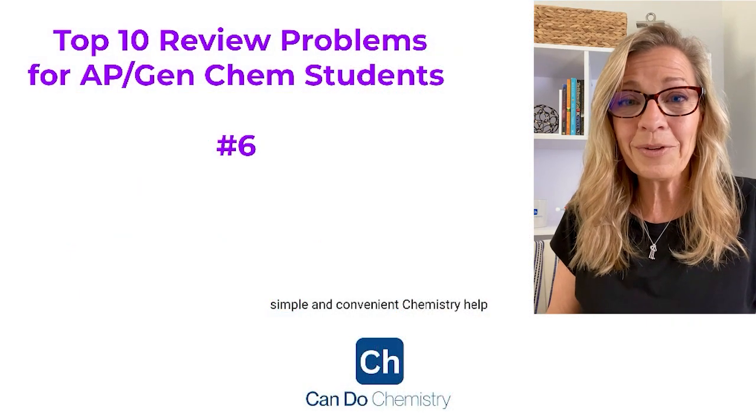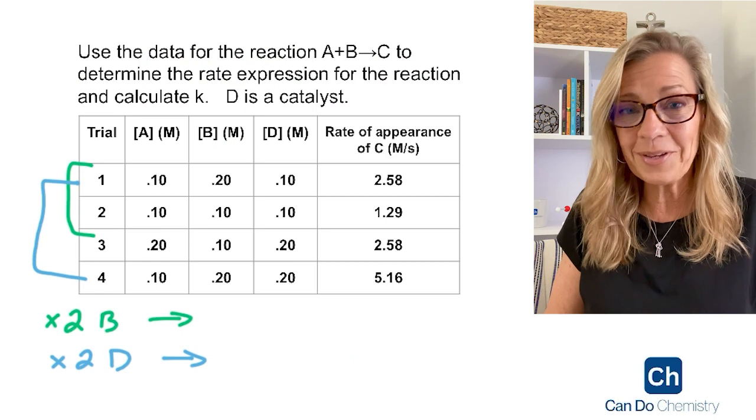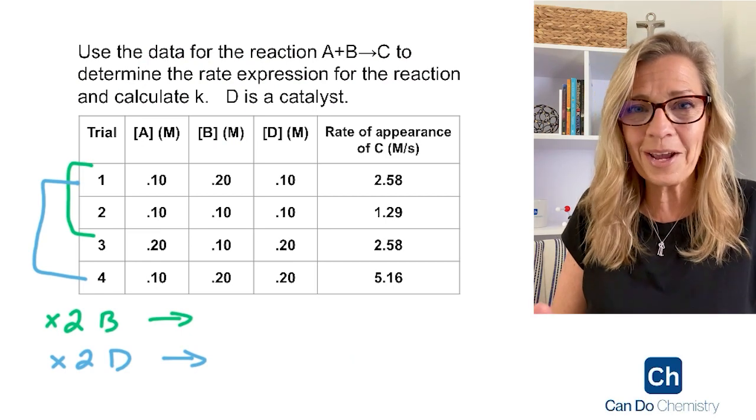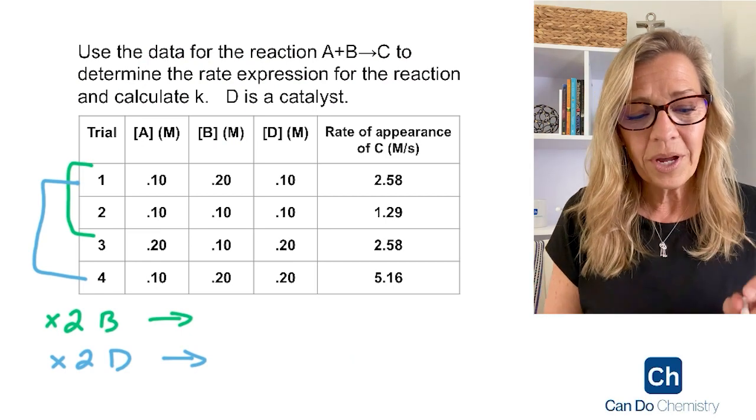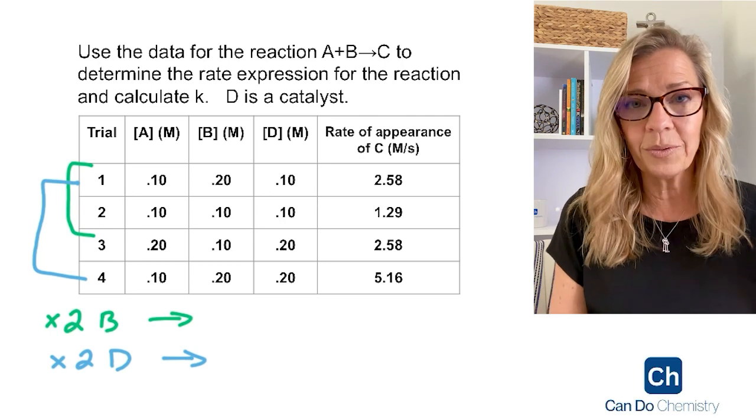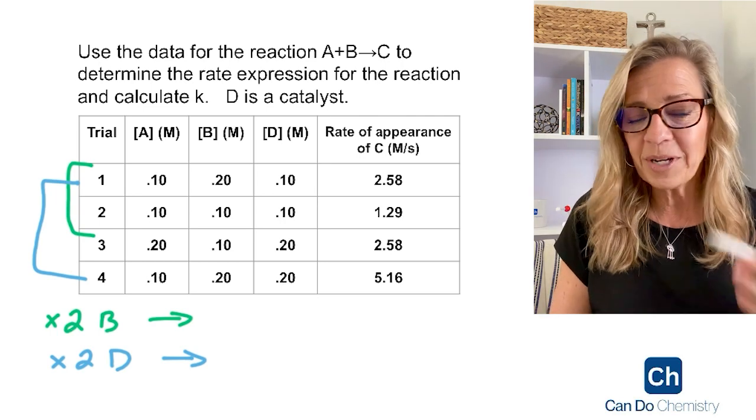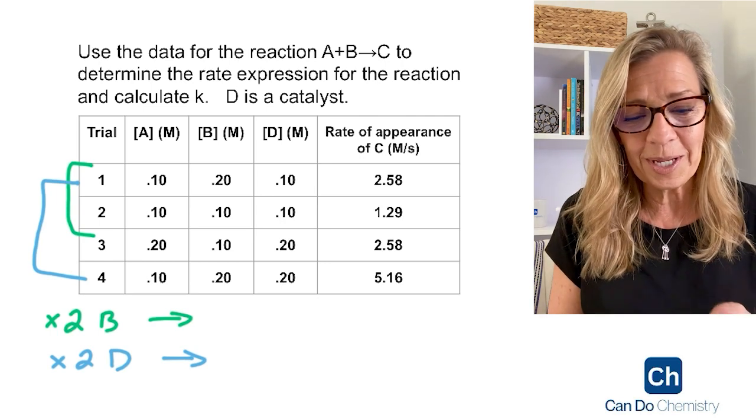Let's get going on review problem number 6. Here you go. I think you can do this one. It looks scary, but it's really pretty simple. We are going to use data. Oh, we got a table here. Somebody's done a bunch of reactions and we're talking about kinetics.